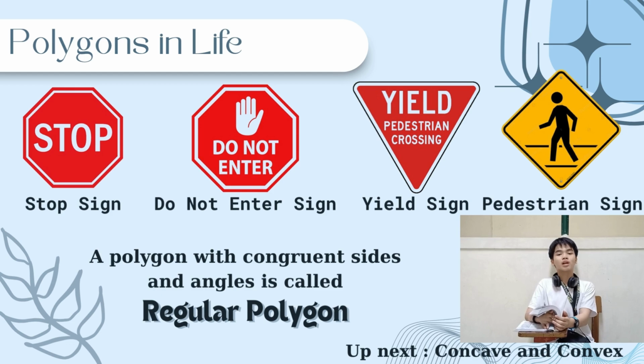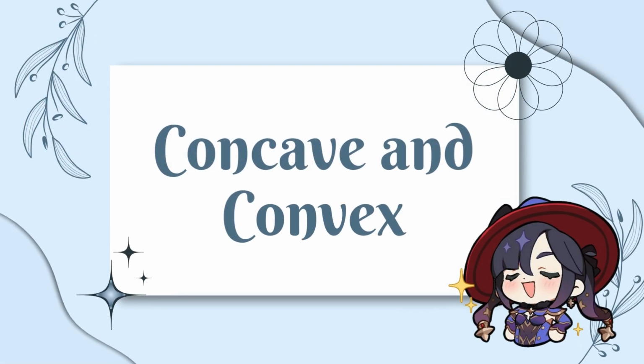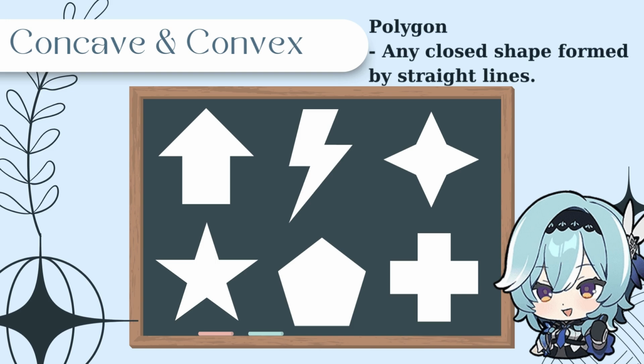Now, let's get onto the topic of concave and convex. Oh, so they are actually confused about polygons, huh? How about we discuss concave and convex? Wouldn't that be fun? Come on, let's explore more about polygons. We know that any closed shape formed by straight lines is called a polygon. That is actually the reason why the shapes on the board are considered polygons.